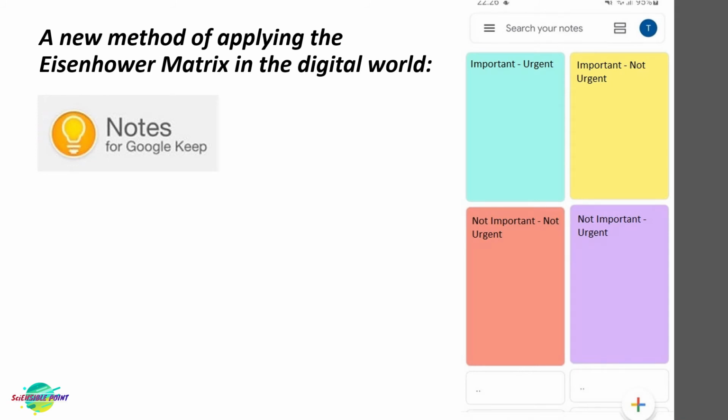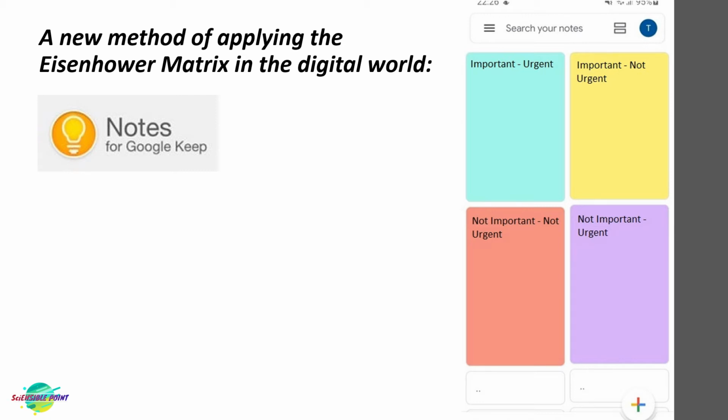I have a new method of applying the Eisenhower matrix in the digital world. According to this, you don't need to sit down and take time to plan. You can use note applications on your phone. I am using Google Keep, but there are various applications in app stores. You can make four quadrants with different colors in the application. And whenever you think of something to do, you can immediately write it into the relevant boxes.